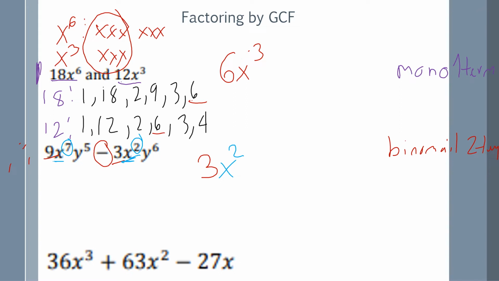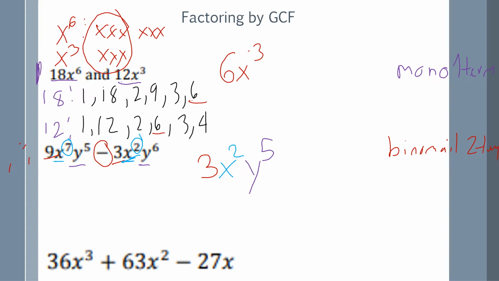All right, so let's do the y's. I got y to the 5th and y to the 6th power. So what can I pull out from both 5 and 6? I could pull out a 5, because before I get to 6, I got to get to 5. Bam.